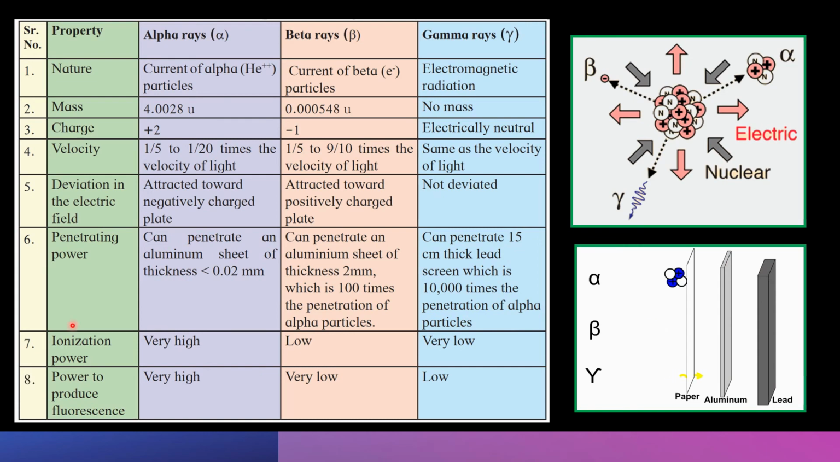When you look at ionization power, that is the ability to charge an atom, the ionization power of alpha rays is very high, for beta rays it is low, and for gamma rays it is very low, or sometimes there is no ionization at all. The power to produce fluorescence is the ability to produce light, that is, absorbing light and emitting it back. Alpha rays have a very high fluorescent property, whereas beta rays have a very low one and gamma rays have a low fluorescent property.